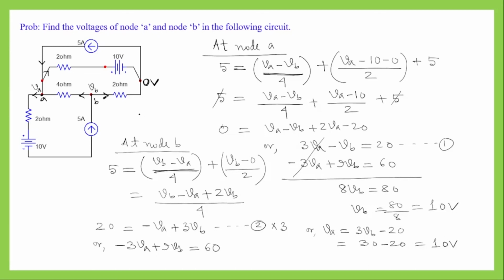Now what we wanted to find out is what are the voltages of node A and B in the following circuit. So VA we have found out, and that is 10 volt, and also we have found out VB, which is also 10 volt. So this is the solution. So this is the end of this.